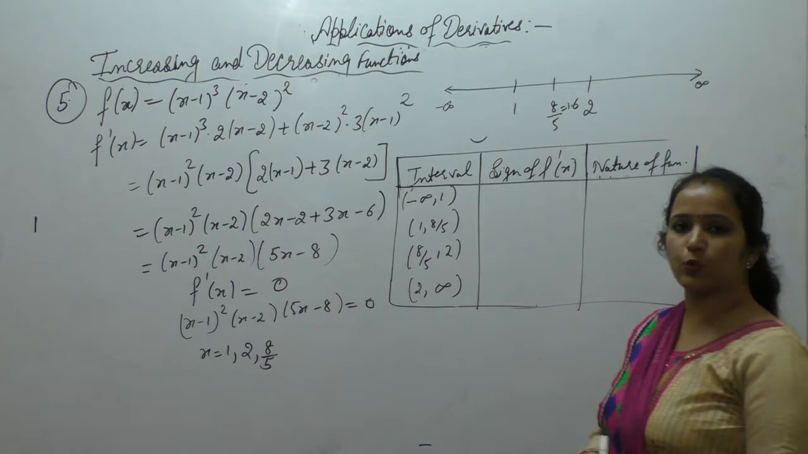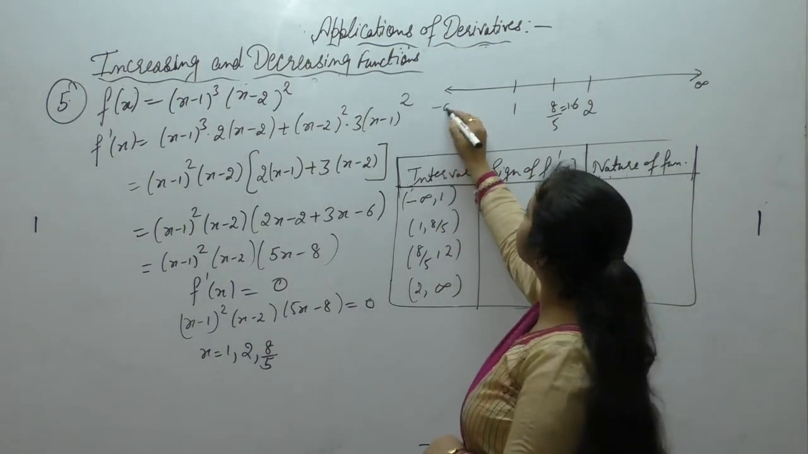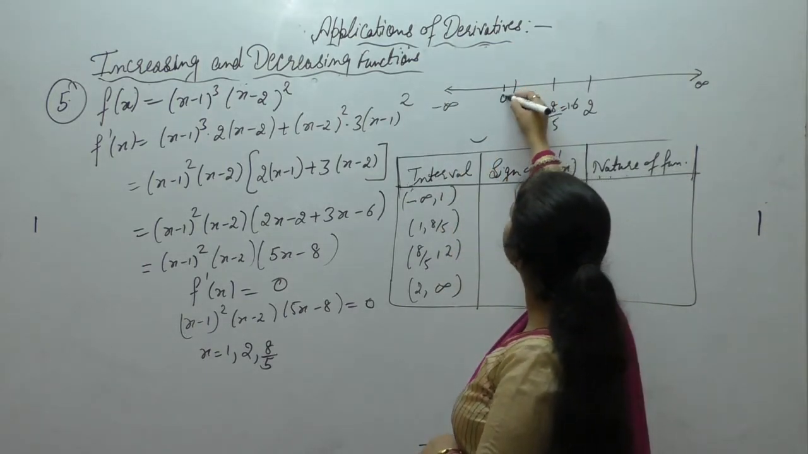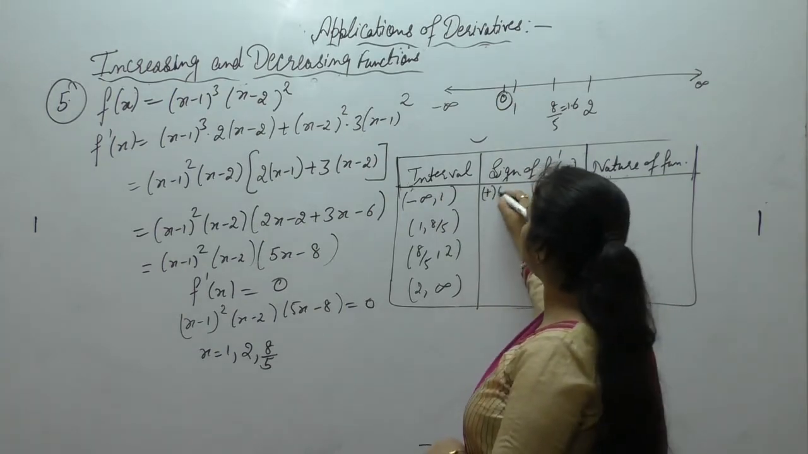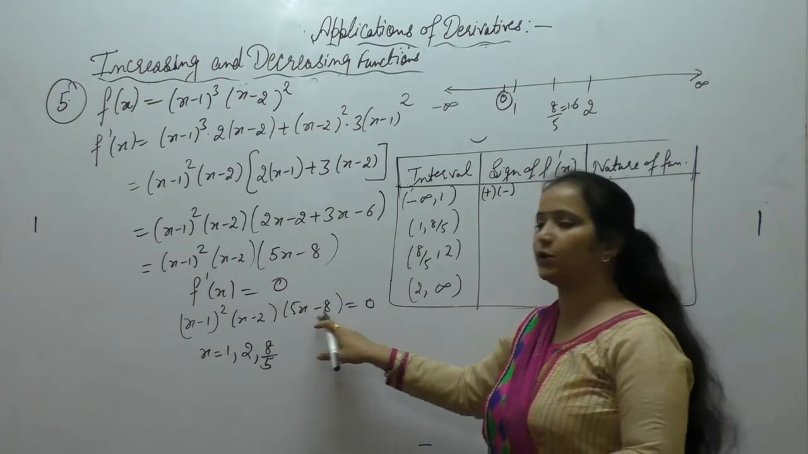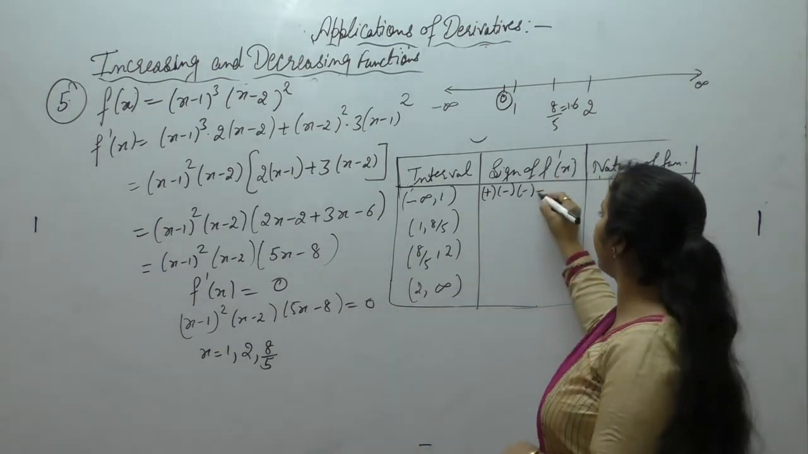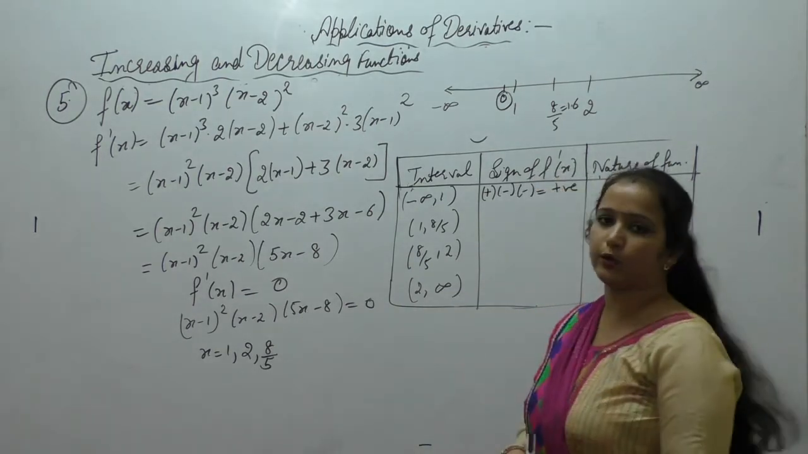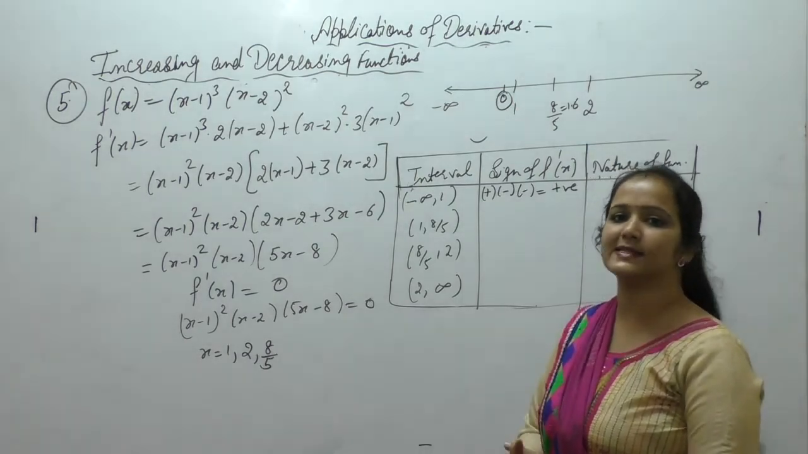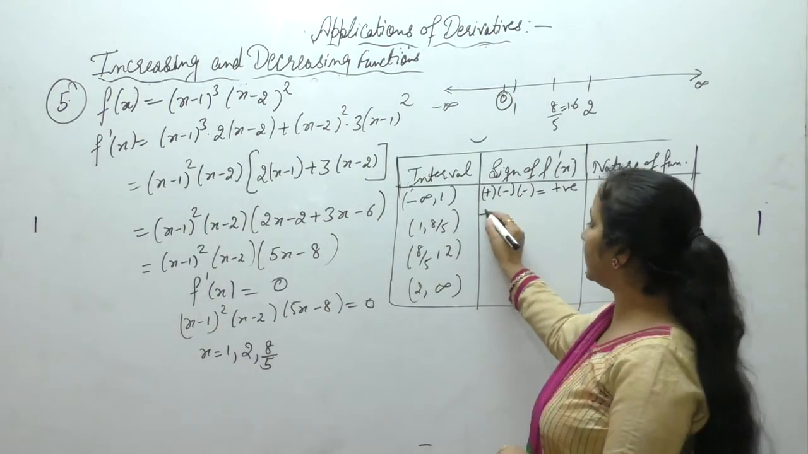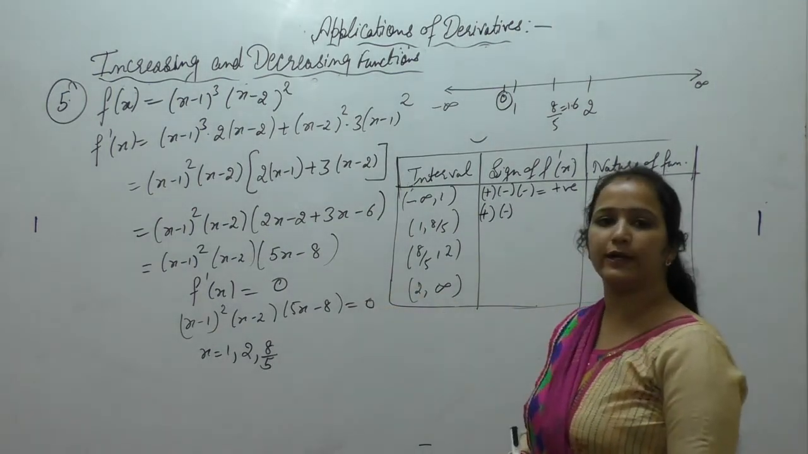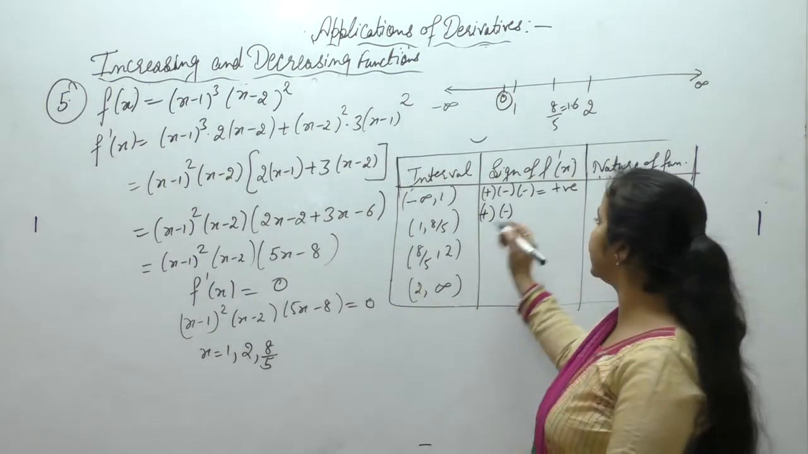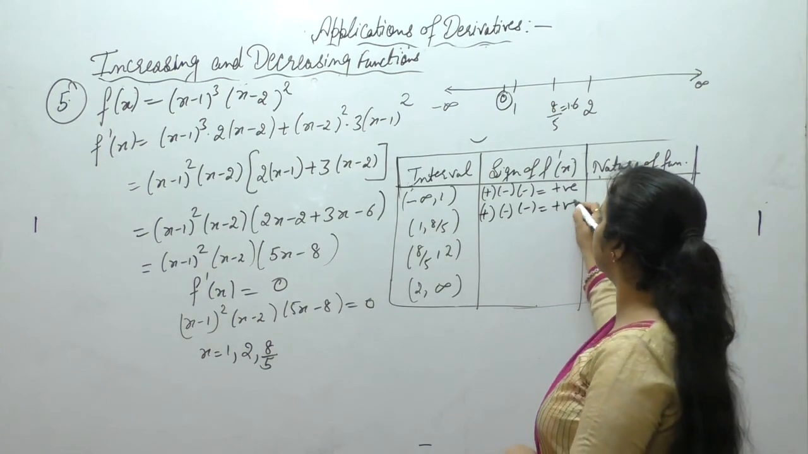Minus infinity to 1. Take any number between minus infinity and 1. Let the number be 0. Whole square will be positive. 0 minus 2, 0 minus 8, negative. So positive here. 1 to 1.6, let the number be 1.2. Whole square positive. 1.2 minus 2, 1.2 into 5, 6. 6 minus 8, negative again.